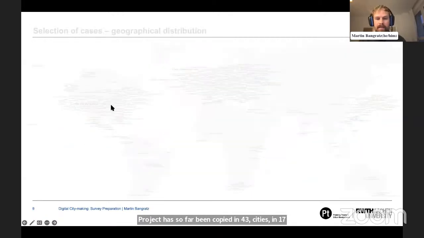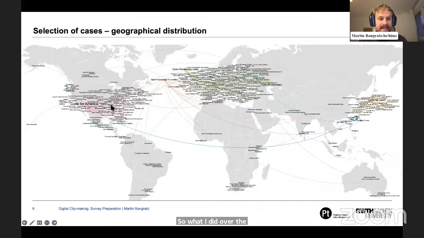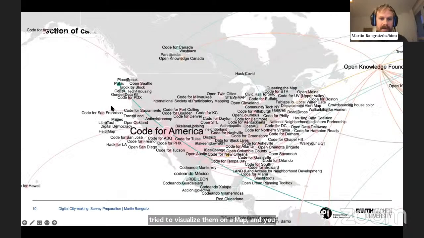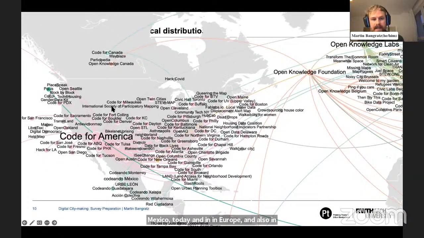What I did over the past couple of years is I collected examples of such initiatives from around the world, and now have a list of about 300 cases, many of them from the Code for All network, but also from other databases such as the Civic Tech Field Guide and from a Twitter network analysis that I did. I tried to visualize them on a map, and you can see many examples in North America.